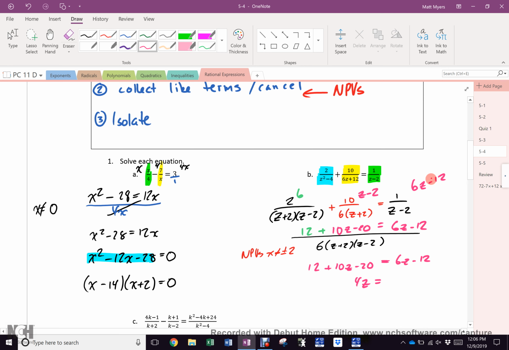Oh, this needed plus 12, hey? Because he already had the negative. Sorry. What does 4z equal? Two seconds worth of math. Four z equals what? What does z equal? 5.